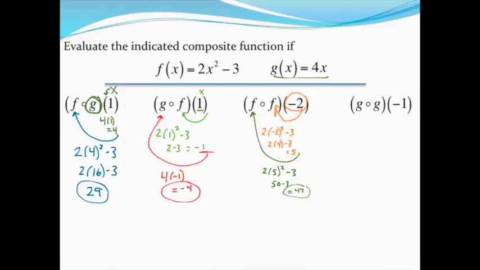So once again, I'm going to take negative 1 as my input value. Start with the function closest to that, so plug it into the g function first. 4 times negative 1 is negative 4. That becomes the new x value, which we'll plug into the second function, which this time also happens to be g. 4 times negative 4 gets me a final answer of negative 16.